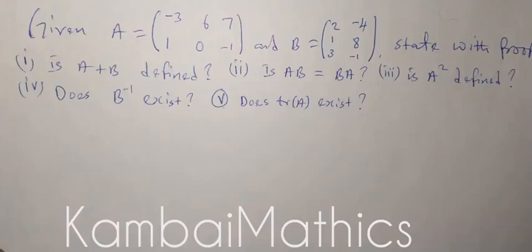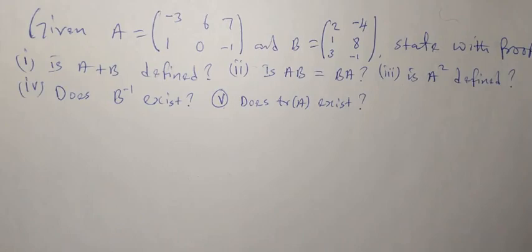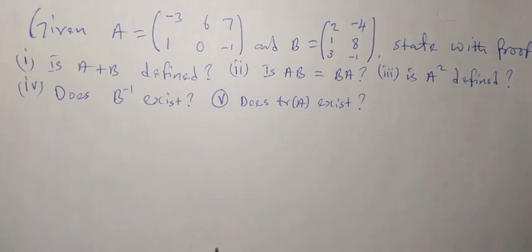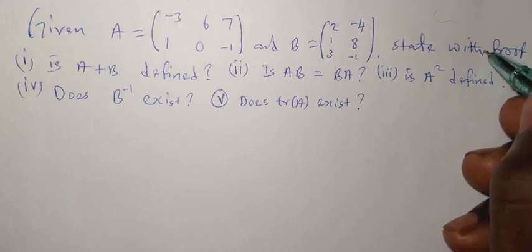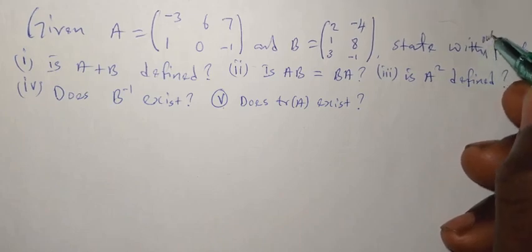Okay, we have this question, which is the B part of Math 111 of matrices. Given A equals [-1, 1, 6; 0, 7, -1] and B equals [2, 1, 3; -4, 8, -1], we should state without proofs. It's supposed to be without proof.